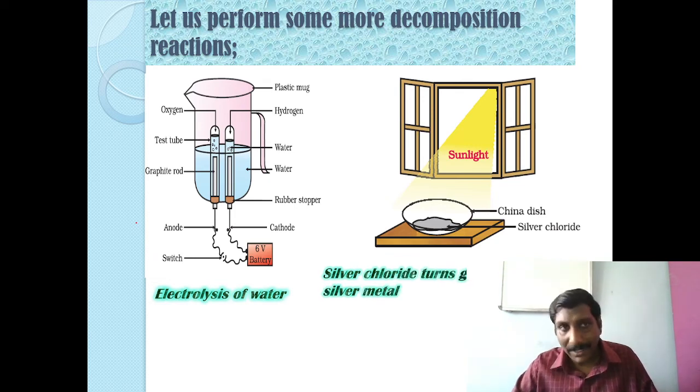Let us check how we can carry out a decomposition reaction. With the help of sunlight, a decomposition reaction takes place; it absorbs energy and undergoes decomposition. As we already discussed, electrolysis needs energy from electricity.